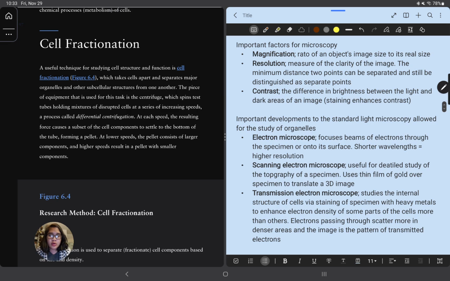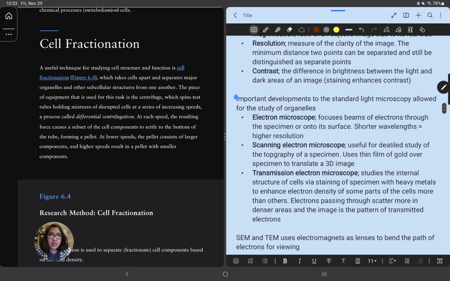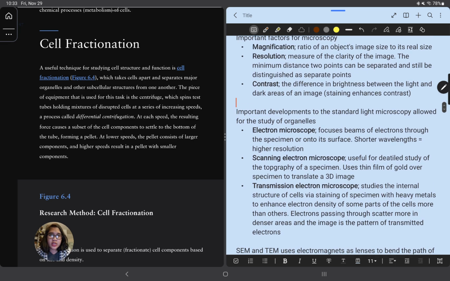Important factors for microscopy. Magnification: ratio of an object's image size to its real size. Resolution: measure of the clarity of the image, the distance between 2 points that can be separated and still be distinguished as 2 points. Contrast: the difference in brightness between the light and dark areas of an image. Staining enhances contrast.